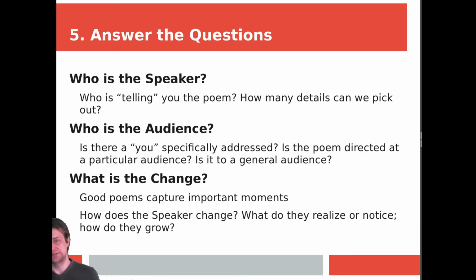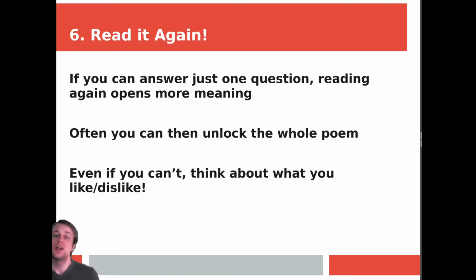And then number 6, which didn't make the list before, read it again. If you can answer just one of these questions, reading it again is going to open more meaning in the poem for you. And often answering one question and then reading again gives you enough detail that you can answer the next question and then the next. And you don't have to answer the questions in order, speaker, audience, so what. You can also just figure out so what, and then try to figure out more specifics about the speaker.